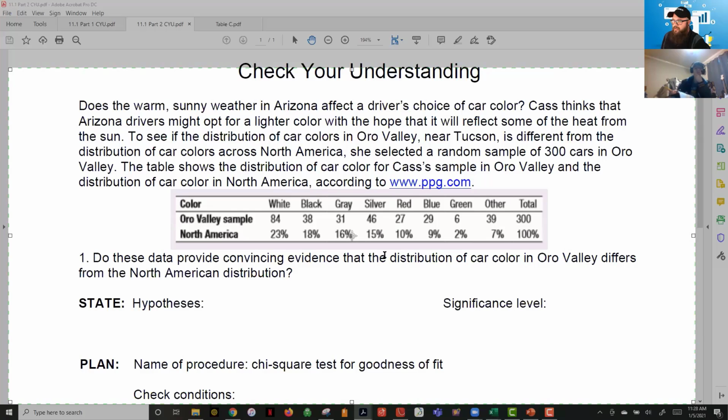For number 1 here, it's asking: do these data provide convincing evidence that the distribution of car color in the valley differs from the North American distribution? So again, we're looking at your hypotheses. Thinking about what we just did, we're going to say either it's the same for your null or it's not the same for your alternative. That's all you have to say here, but in the context of the problem.